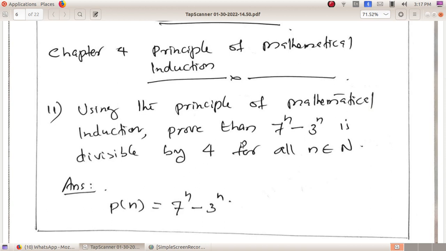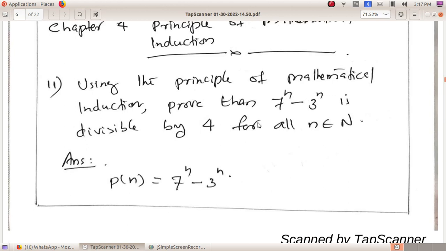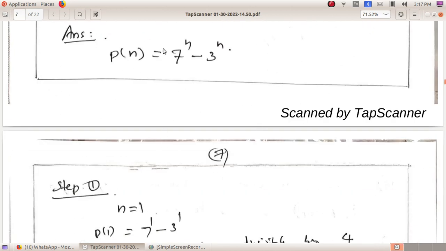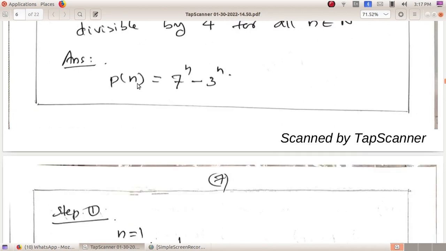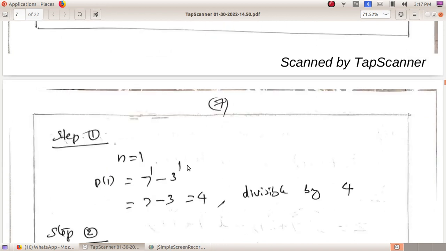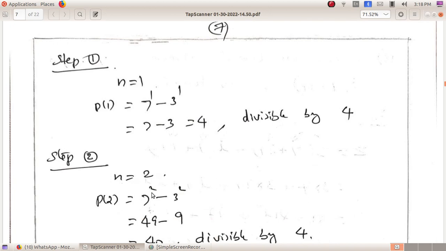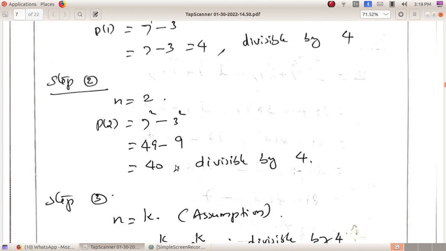So here 7 raised to n minus 3 raised to n is divisible by 4. For the condition of mathematical induction, we take step 1 as n is equal to 1. First you take P of n as 7 raised to n minus 3 raised to n. Then what is it for n equal to 1? P of 1 is equal to 7 raised to 1 minus 3 raised to 1. 7 minus 3, that is 4. 4 is divisible by 4 because 4 by 4 is 1. So 4 is a multiple of 4. Step 2, n is equal to 2, then you get 40. 40 is divisible by 4 because 40 by 4 is 10. You get the answer.